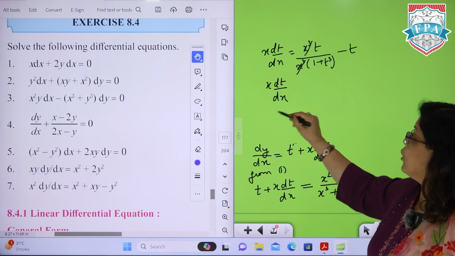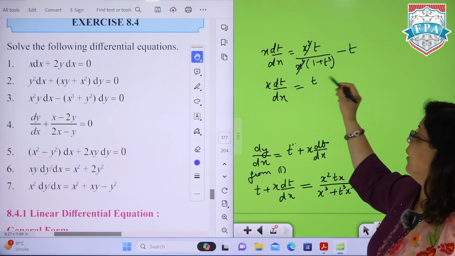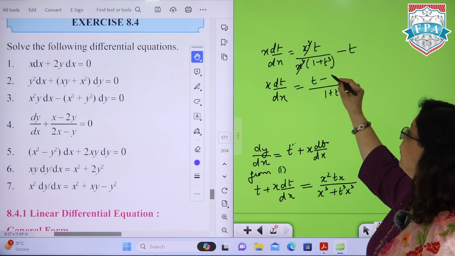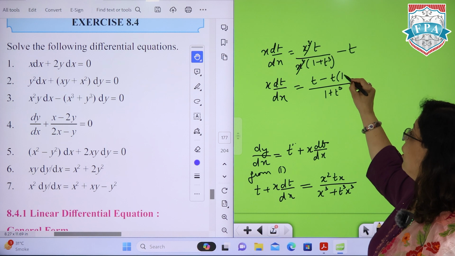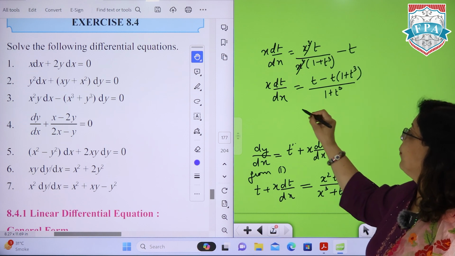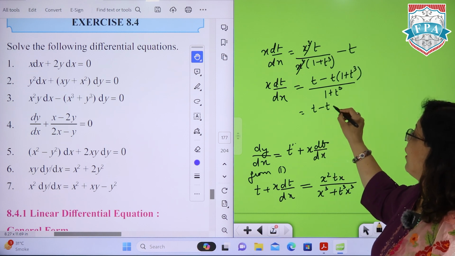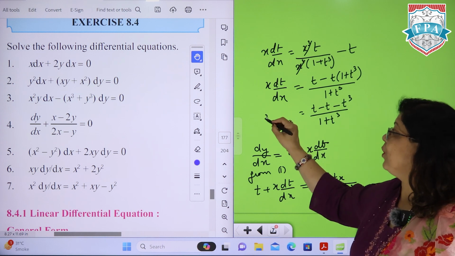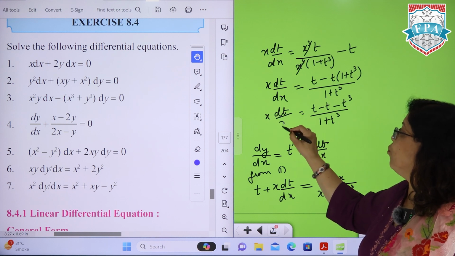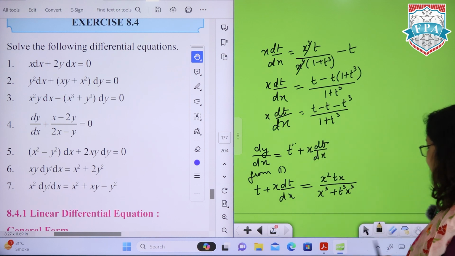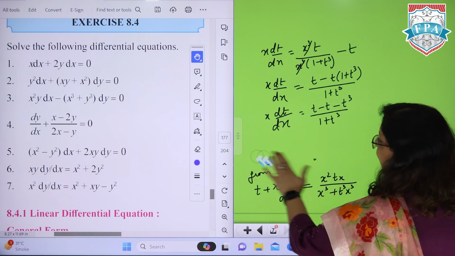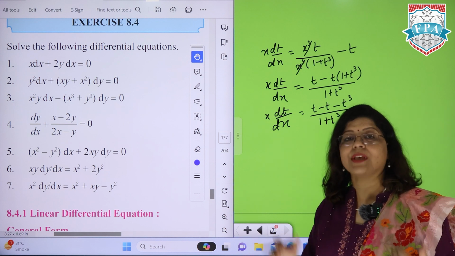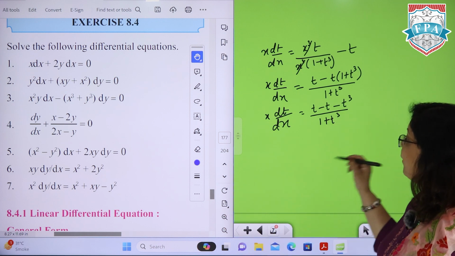So now x dt by dx is equal to t. अब ये हम लोग as LCM ले लेंगे, तो the upper value will become t multiplied by 1 plus t cube. Okay, so this will be there when you open: t minus t cube upon 1 plus t cube, and here we are left with x dt by dx. So you can see now that we are having majorly the variable t and very few x, only one term of x is there, so it becomes easier for us to separate the variable. Now let's separate the variable here.